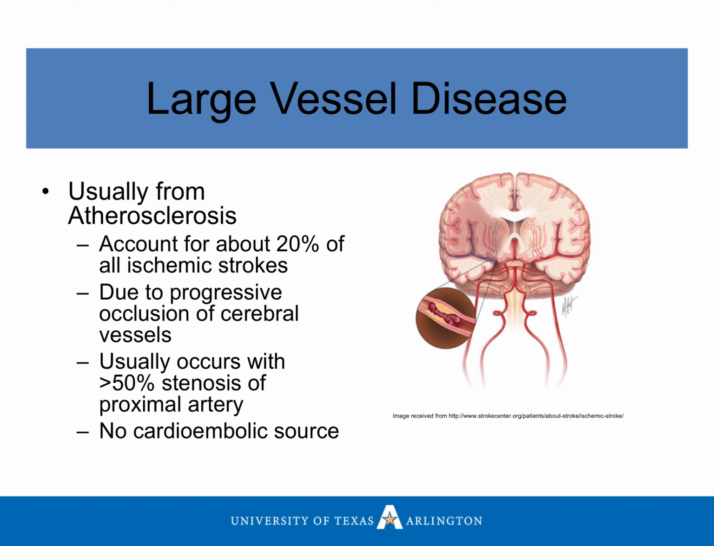So next we'll talk about the large vessel disease. Usually this is from arteriosclerosis, and that accounts for about 20% of all ischemic strokes. It's actually due to progressive occlusion of cerebral vessels. This usually occurs with stenosis, usually where there is greater than 50% stenosis of the proximal artery. And there is usually no cardioembolic source when this occurs.